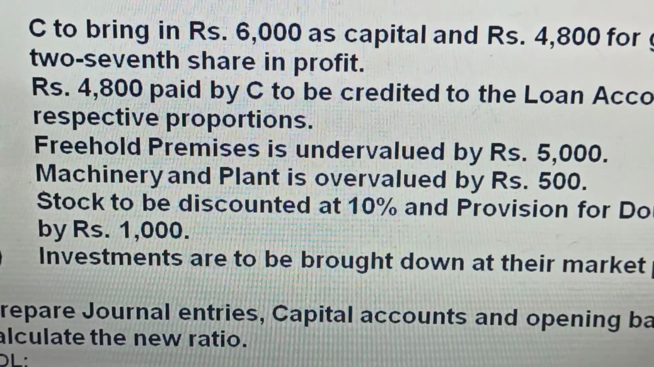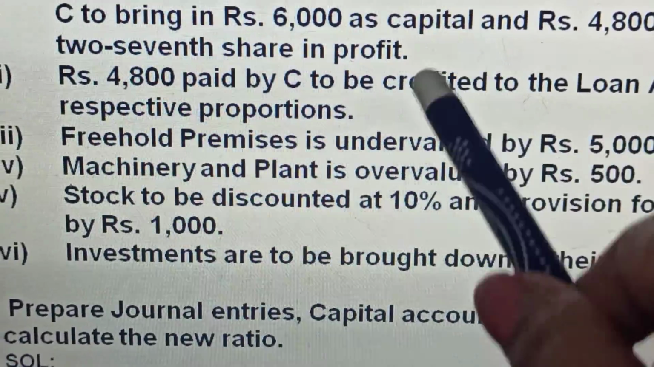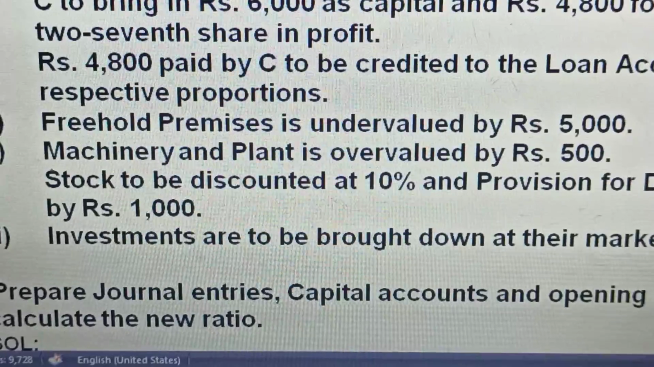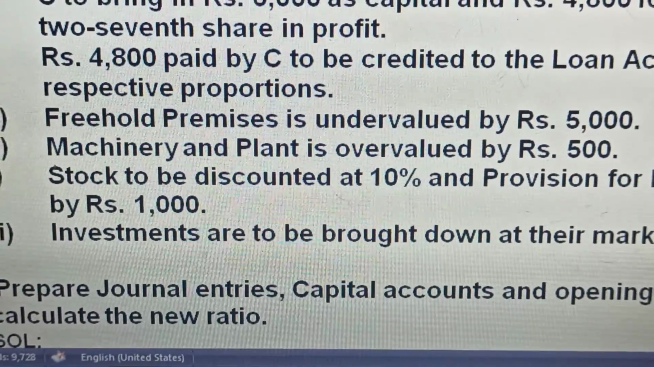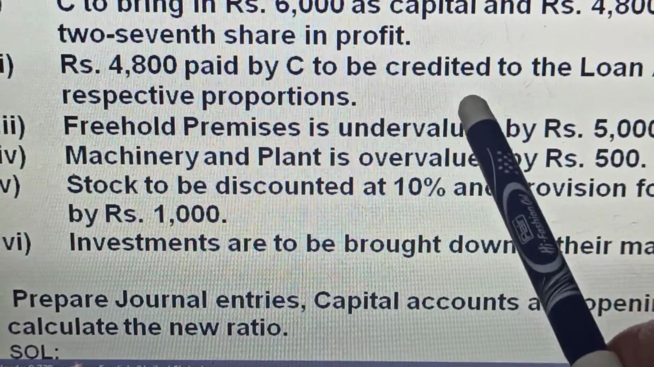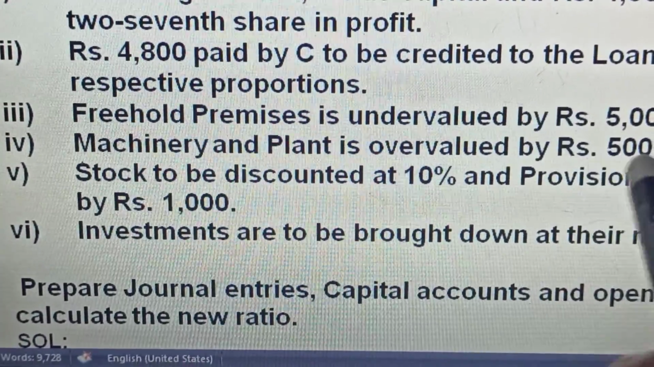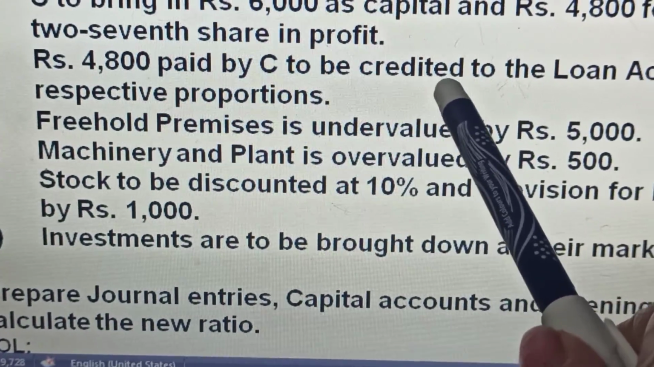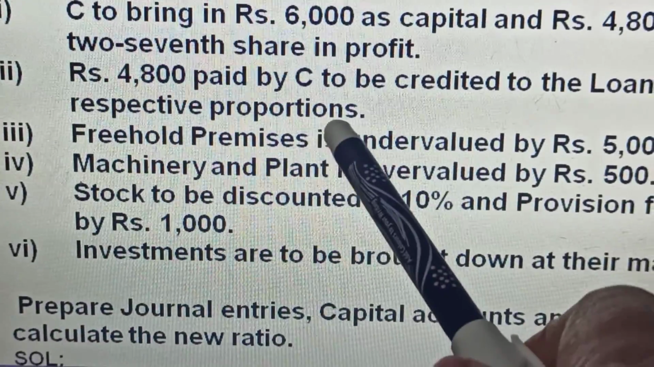That means after C's admission, we have to calculate the new profit sharing ratio to find out the sacrifice ratio. We have not been given any hint about the sacrifice made by A and B towards C. With the new ratio and the old ratio, we have to find out the sacrifice ratio. Further, it is said rupees 4,800 paid by C is to be credited to the loan accounts of A and B in respective proportions.